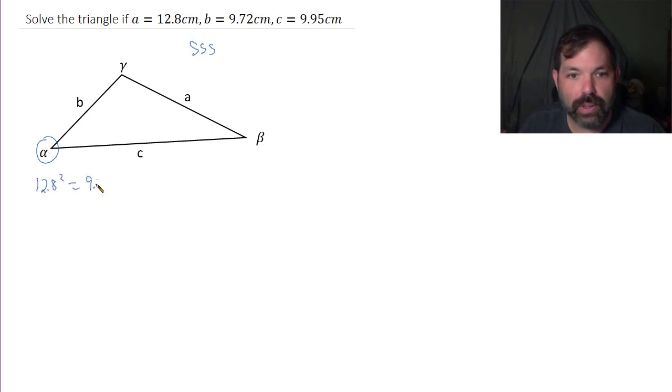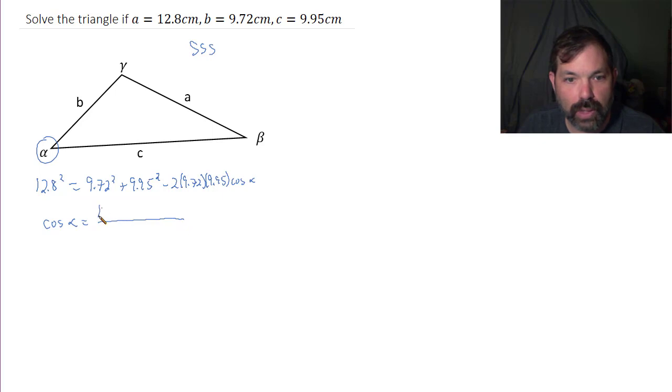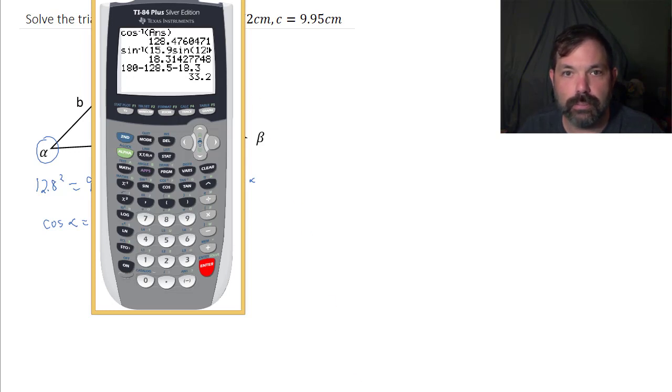12.8 squared would be 9.72 squared plus 9.95 squared minus 2 by 9.72 by 9.95 by the cosine of alpha. So then the cosine of alpha would be equal to 12.8 squared minus 9.72 squared minus 9.95 squared over negative 2 by 9.72 by 9.95. Let's do some calculations now.